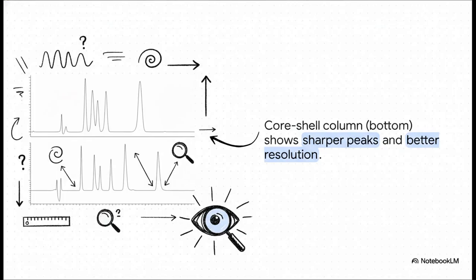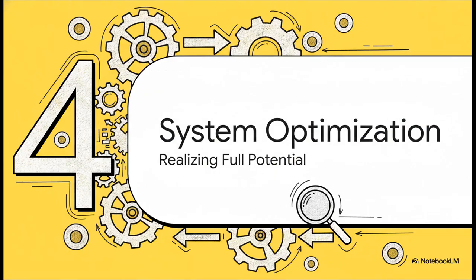And this is a fantastic illustration of the real-world impact. What we have here is a direct side-by-side comparison under the exact same conditions. The chromatogram from the core shell column just pops. The peaks are so much sharper, so much narrower, and that translates directly to what we're all after: higher resolution and better sensitivity.